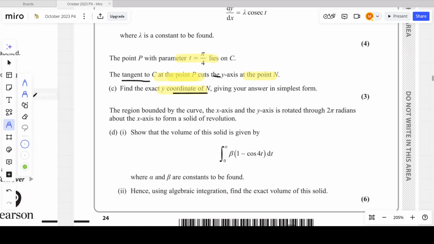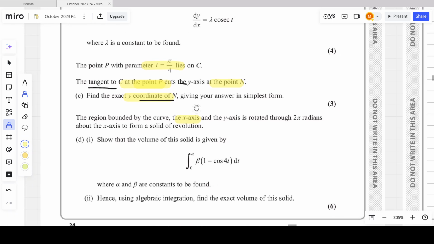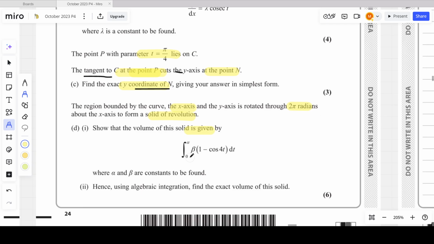Okay, in part D, what they have asked: the region bounded by the curve, the x-axis and the y-axis is rotated through 2 pi radians about the x-axis to form a solid of revolution. So part D asks to show that the volume of this solid is given by this equation, and then we need to find the exact volume of this solid. This is for 6 marks.